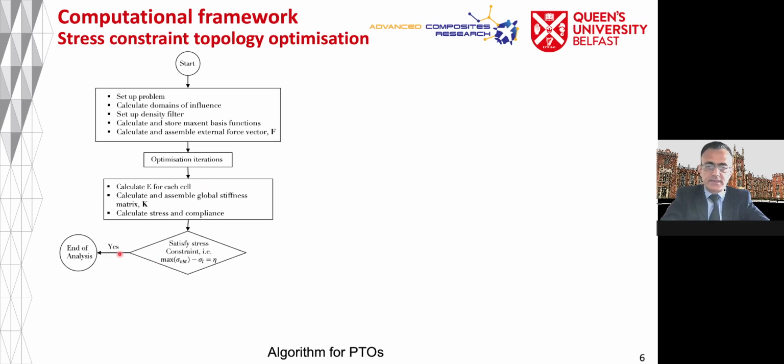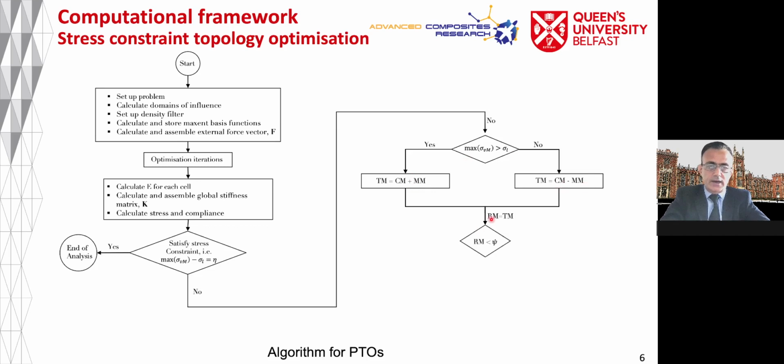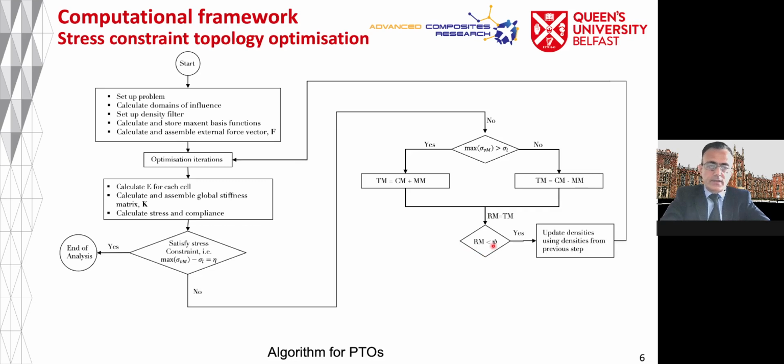Otherwise, we go to the internal loop here, where we add and remove material based on the von Mises stress. So if the von Mises stress is greater, we add material. Otherwise, we remove material. And then the remaining material becomes the target material. And then we check the remaining material. If it is less than this small value, then we update the density using the density from the previous step, and we go to the next optimization iteration.